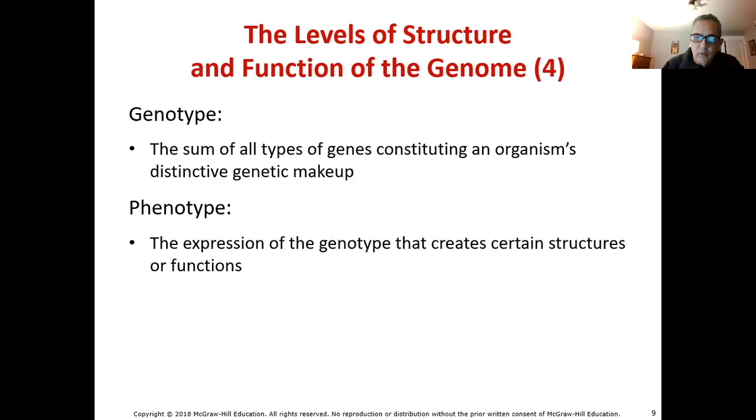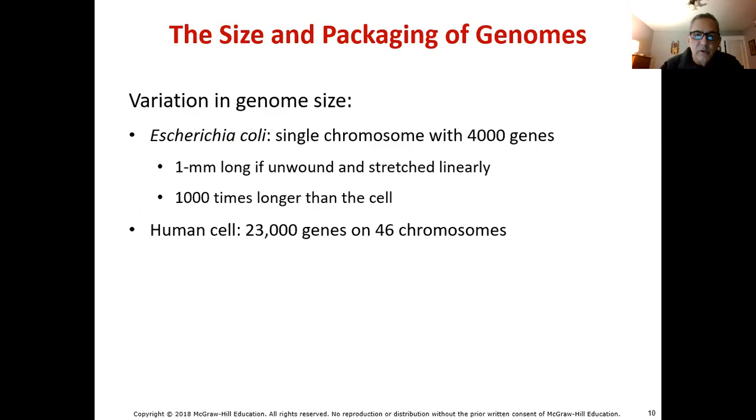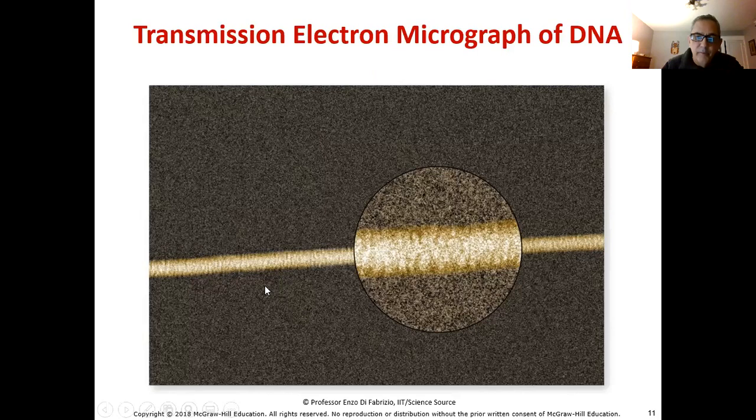There's a variation in genome size. E. coli, a single chromosome, has 4,000 genes. It is 1 millimeter long if unwound and stretched out, which is 1,000 times longer than the cell. Our human cell has 23,000 genes on 46 chromosomes. This is just an electron micrograph of a chromosome, actually the DNA.